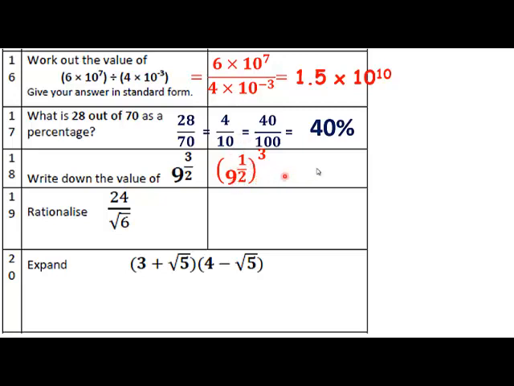Square root of 9, that's what 9 to the power of a half means. The square root of 9 is 3. 3 cubed means 3 times 3 times 3, and we've done that before. 3 times 3 times 3 is 27, and that's your answer.